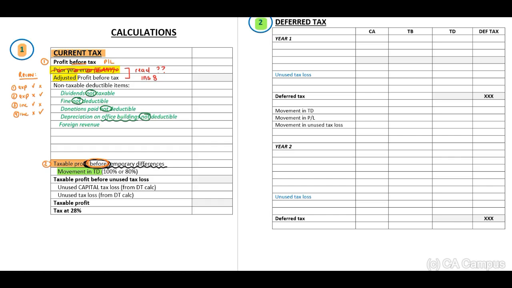You need to compare year 1 with year 2. Therefore, the movement will be divided into 3 important things. You look at the deferred tax calculation, we will have our movement in terms of our temporary difference. Sorry guys, that's the total movement: movement in temporary difference.